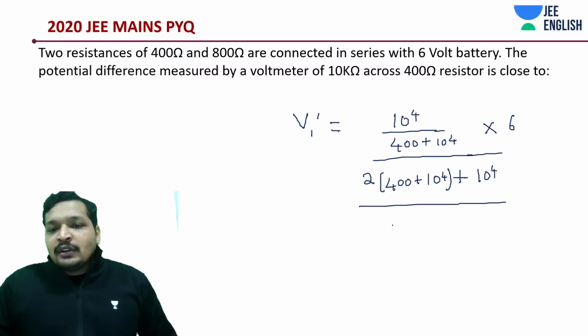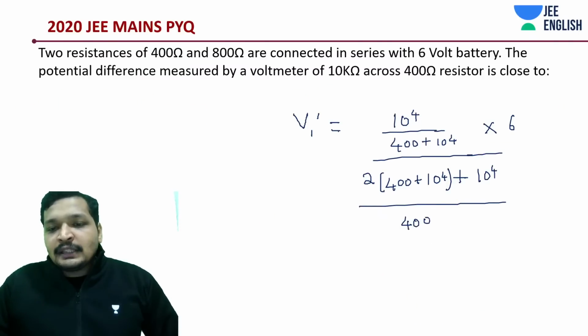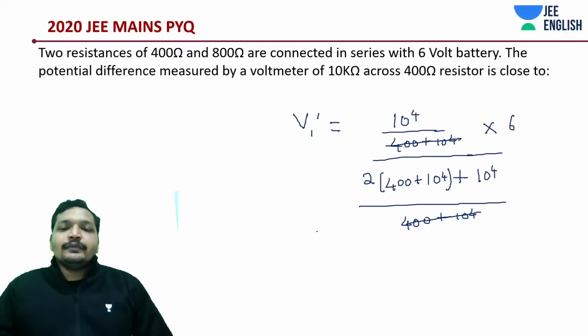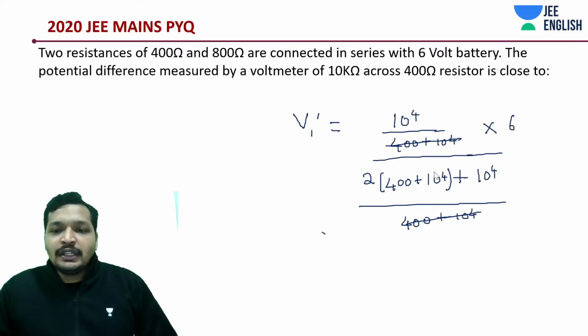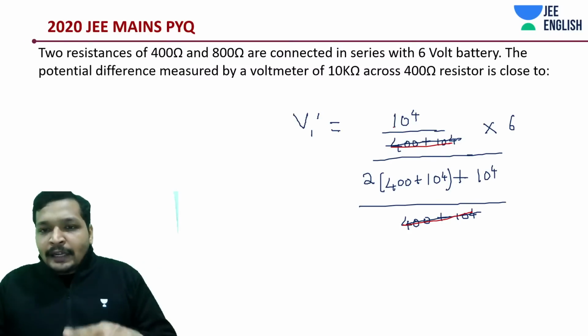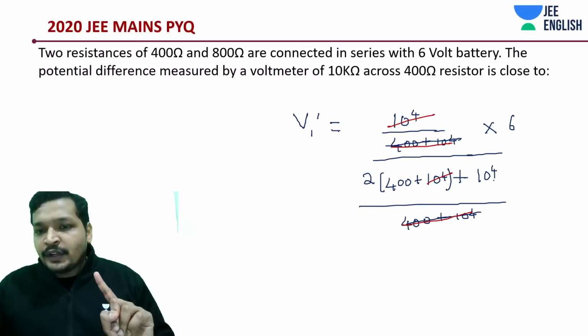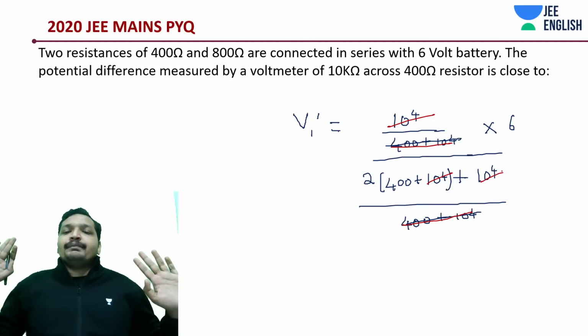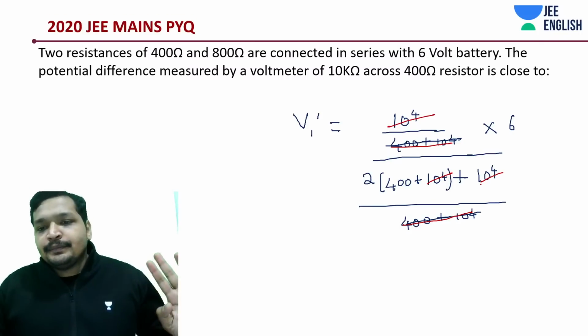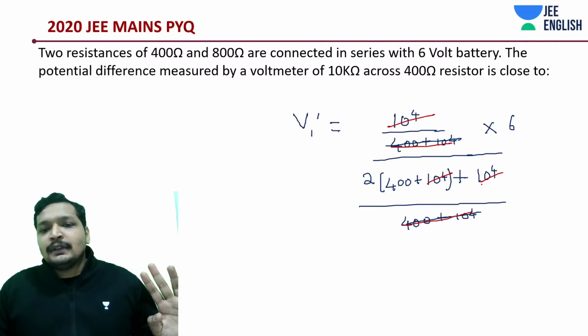So I'm directly writing it down as 10 to the power 4. 10,000 as 10 to the power 4. This would get cancelled out. Okay, this would get cancelled out. The denominator would get cancelled. Now, next thing. 10 to the power 4 over here and over here. Okay, that's it. You can do that?